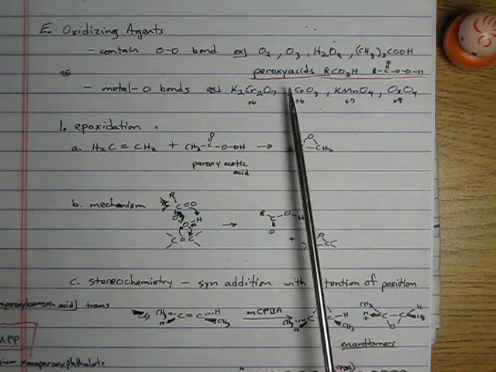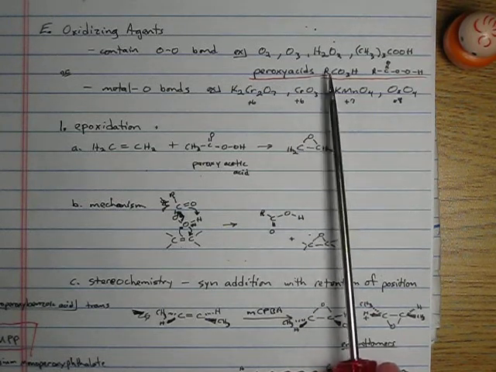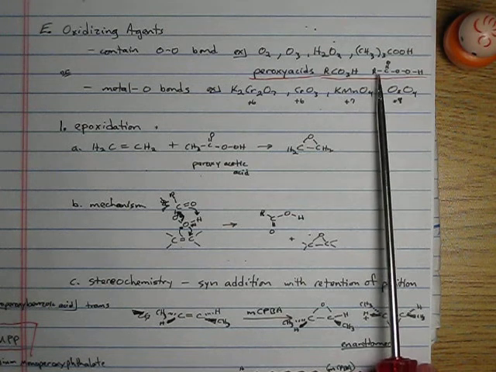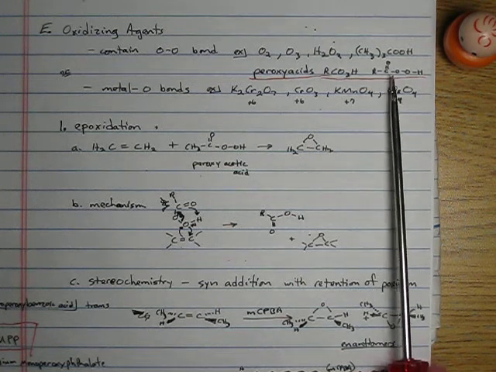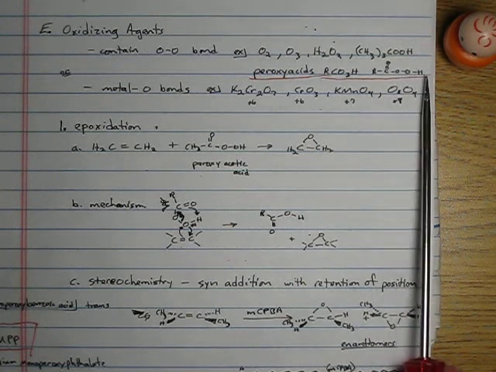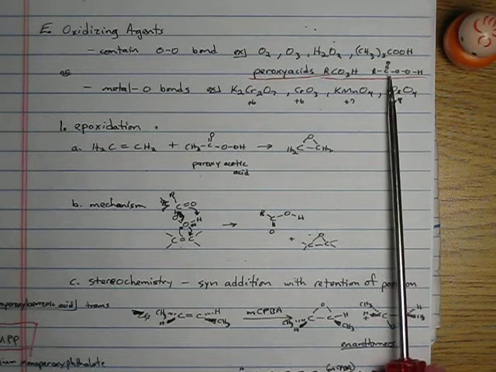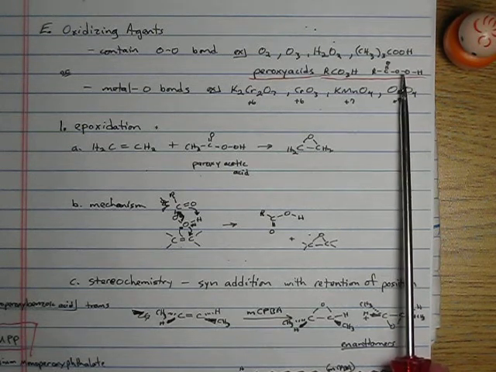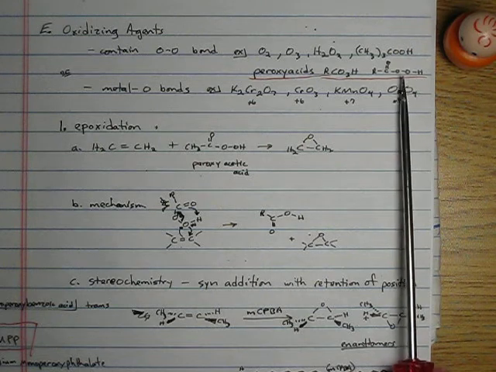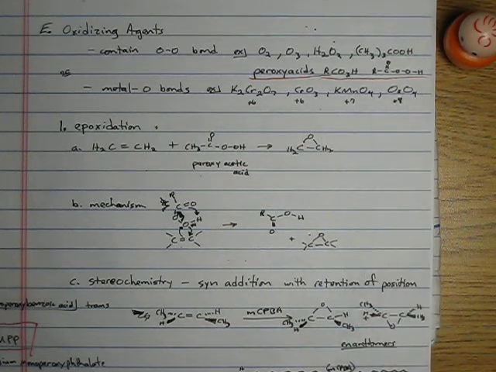Here's some other stuff right here. These peroxyacids like RCO3H, where you've got an R group, a carbon double bond oxygen, another oxygen, another oxygen, and then a hydrogen. You'd think it was a carboxylic acid if there was an H right here, but no, there's another oxygen and an H. It's a peroxyacid, very nice oxidizing agent.